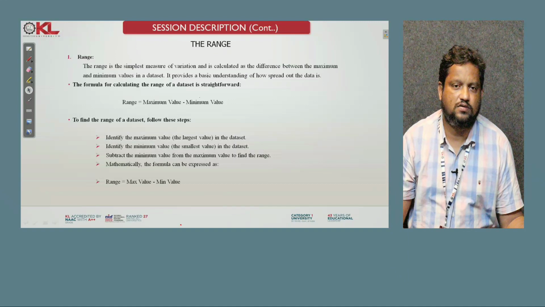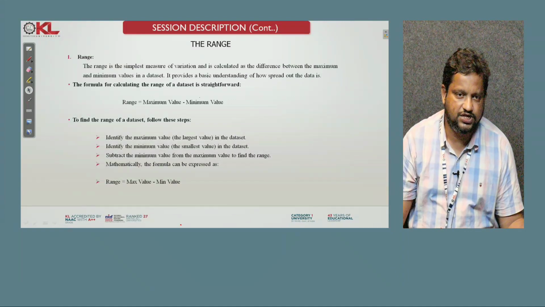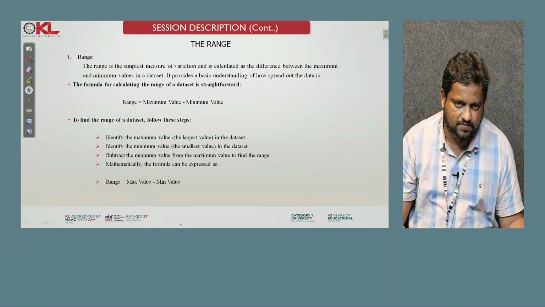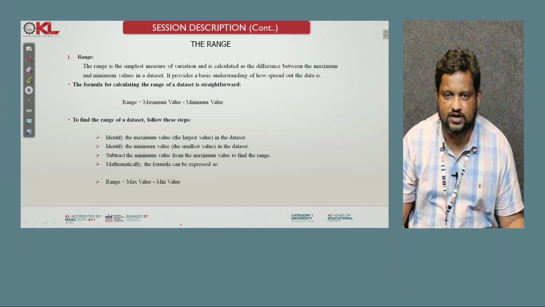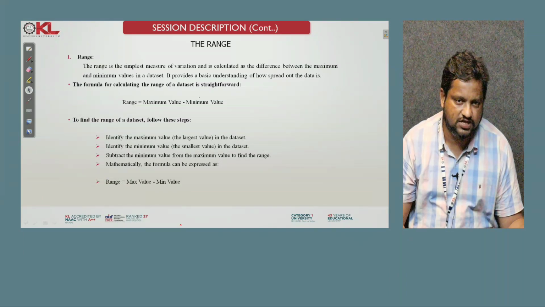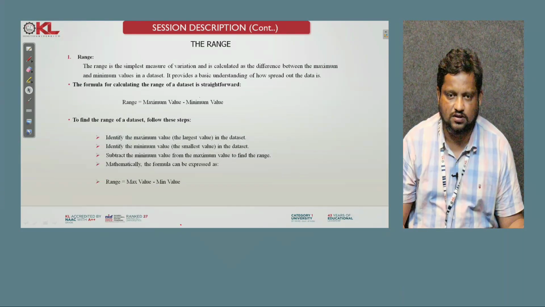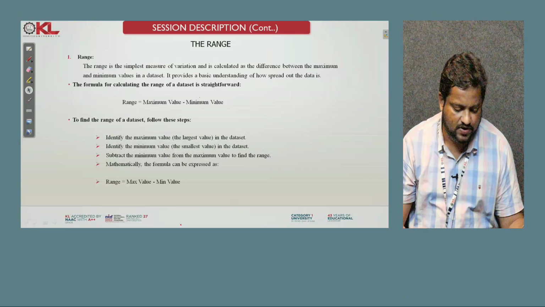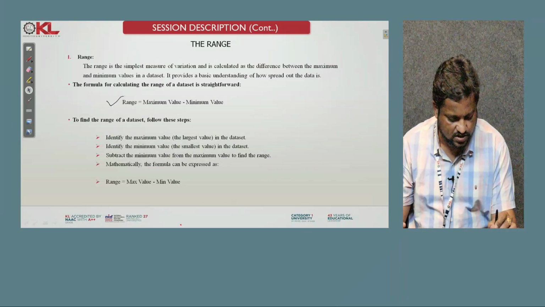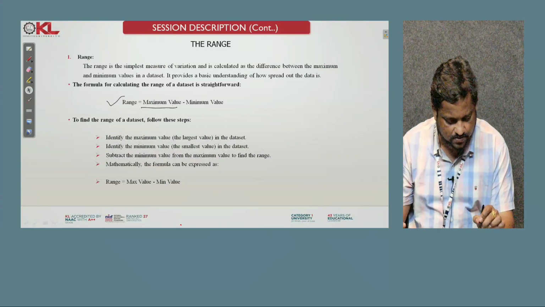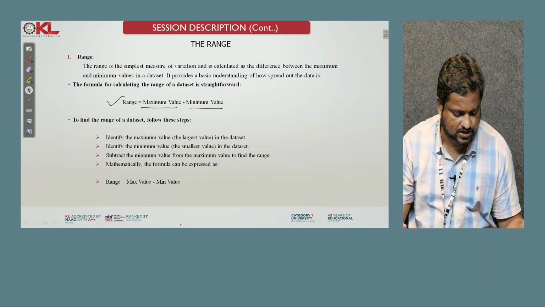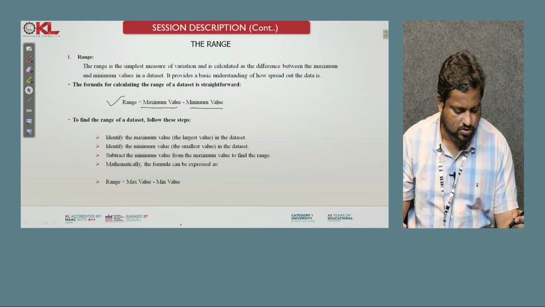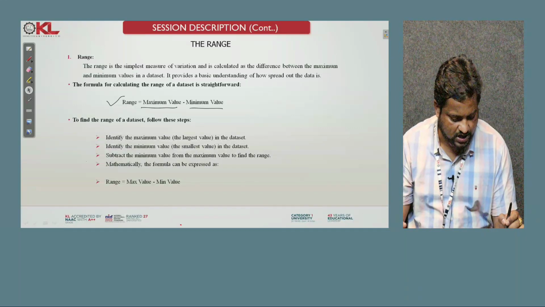So the first method or first tool is range. The range is the simplest measure of variation and calculates the difference between the maximum and minimum value in a data set. It provides a basic understanding of how spread out the data is. The formula for calculating the range is the maximum value in the data set minus the minimum value in the data set.